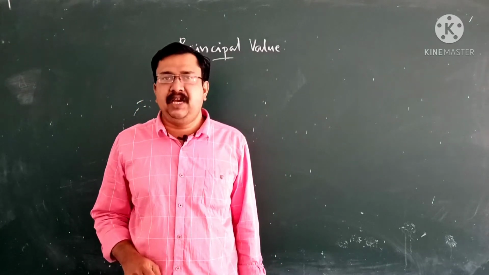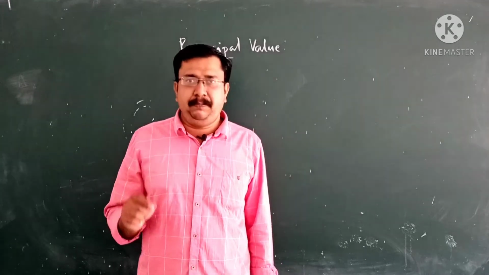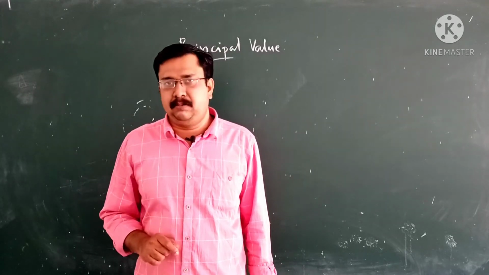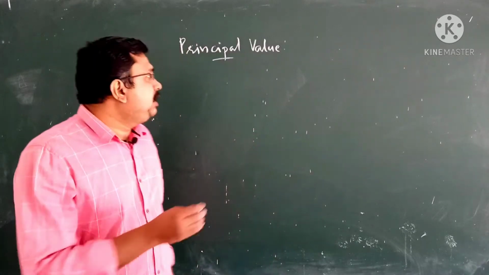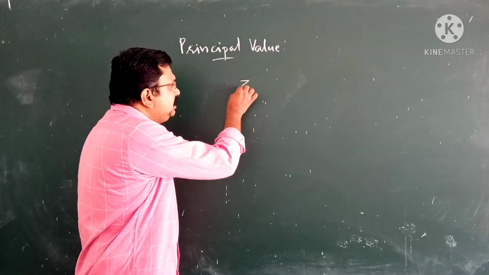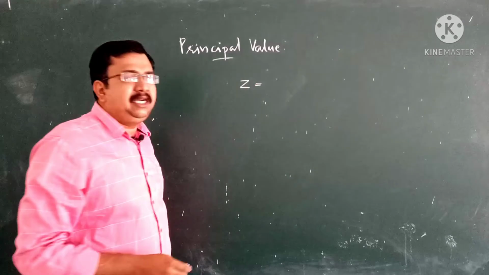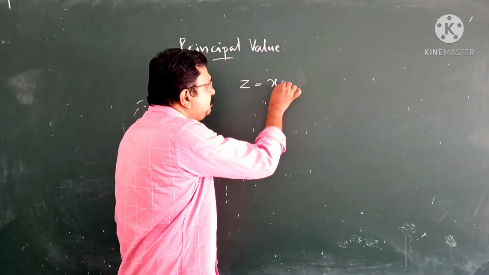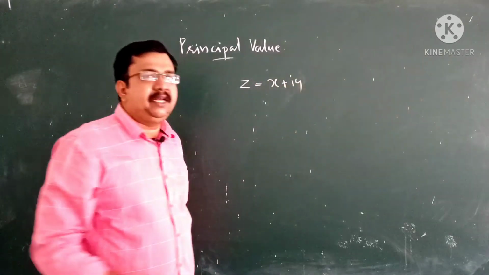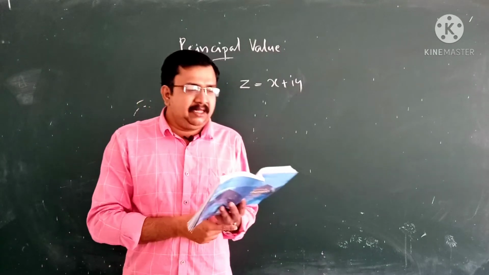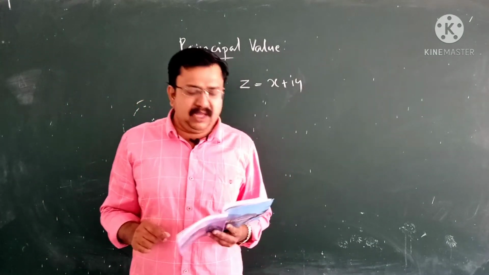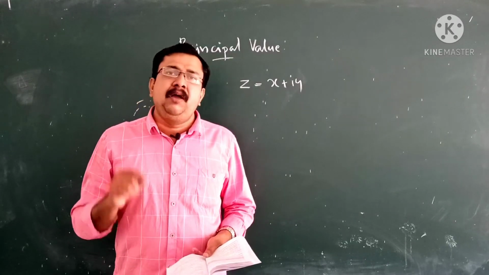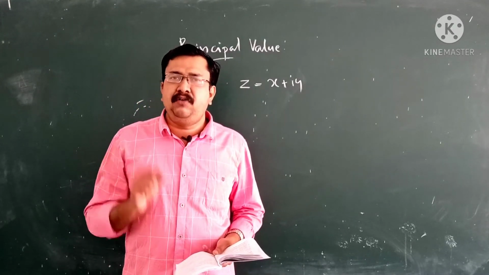In this section we are studying about the principal value of a complex number. Okay, we know what a complex number is. A complex number is z, of the form x plus iy. Okay, that is a complex number. In this section we are studying about the principal value of z. What do you mean by principal value of z?